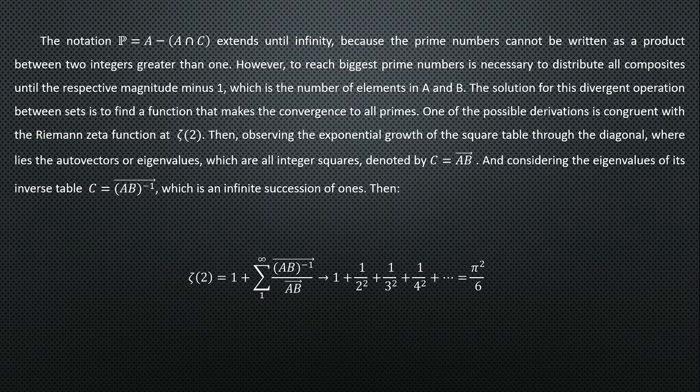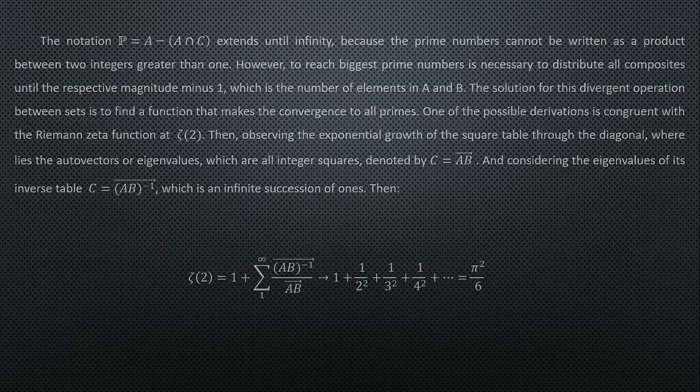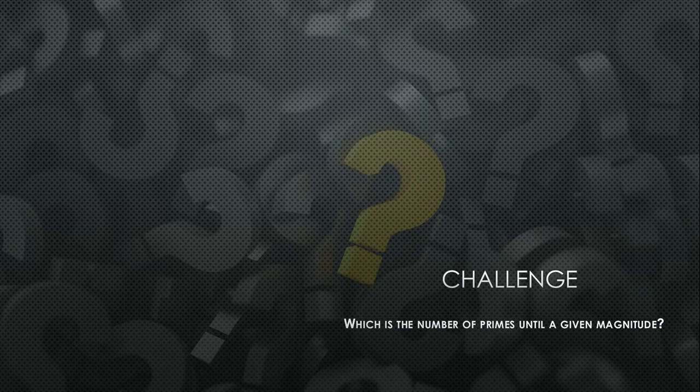Then, zeta 2 is equal to 1 plus the infinite summation of the integer squares reciprocals, that converges to the square of pi above 6. As in the following expansion. Challenge. Can you account the primes until 10 to the power of x?